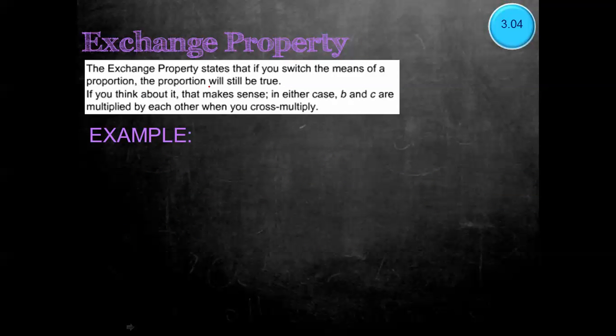The exchange property states that if you switch the means of a proportion, then the proportion will still be true, okay? So the means, right, are B and C. So what that's saying is that if we were just to flip-flop these, if we were to say A over C equals B over D, then that would remain true.